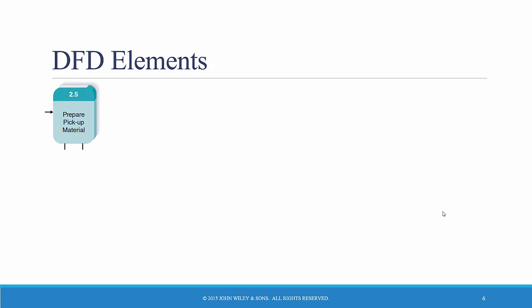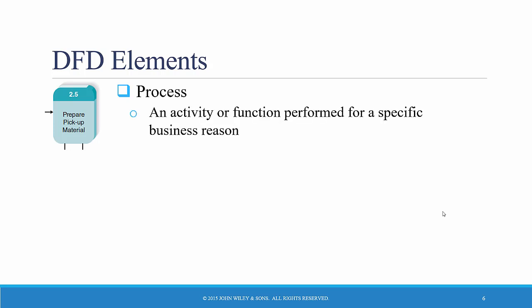These next few slides show some of the detailed technical requirements, the characteristics that you record when you actually put together a data flow diagram. Okay, so this is obviously the process. A process is an activity or function performed for a specific business reason. It can be automated for a computer system, or it can be a manual process.